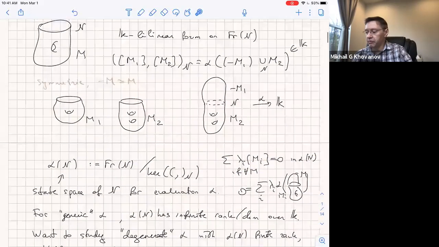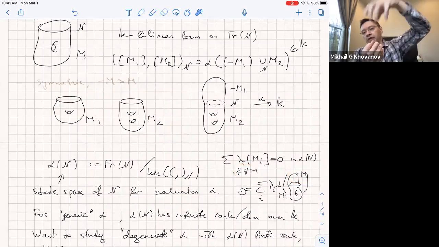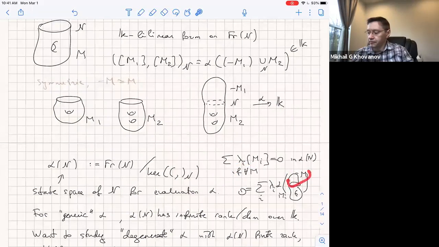No matter what m we choose with boundary n, choose any m and attach it on the other side of n at the top. So here you have mi, here you have m. We can use alpha to evaluate this closed n-manifold. We get a number, an element of the field K. So now this sum is 0 in the quotient space if and only if for any m, this sum is 0 in the ground field. This is just the definition of the quotient space of the kernel. So this sum is in the kernel if and only if this holds.